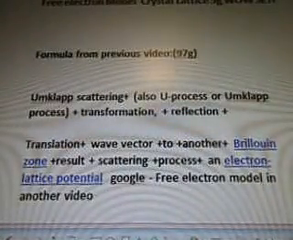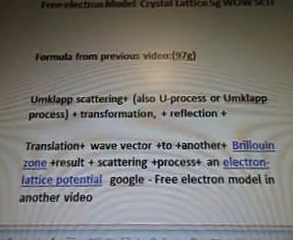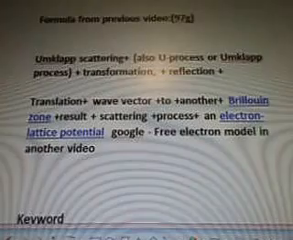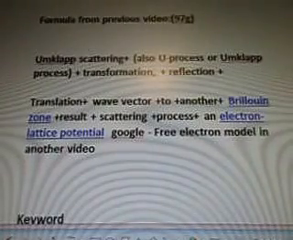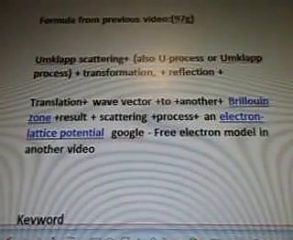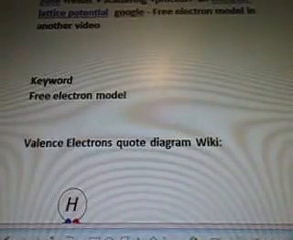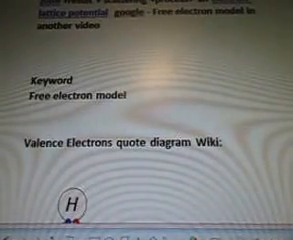It's Umklapp scattering, U process or Umklapp process, transformation, reflection, translation, wave vector to another Brillouin zone, results, scattering process to an electron lattice potential. Google free electron model in another video. So this is what I did. The keyword free electron model, I googled it to see what it meant.